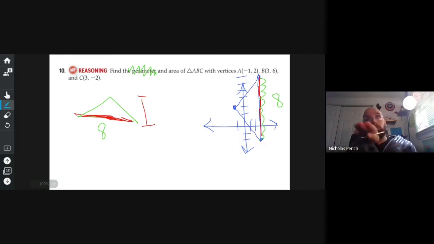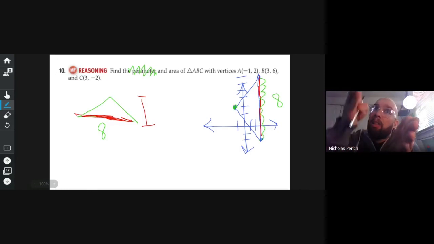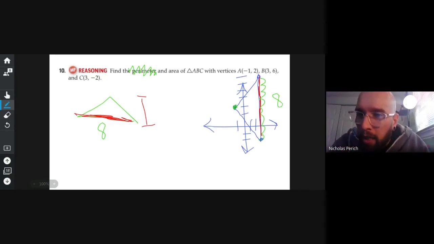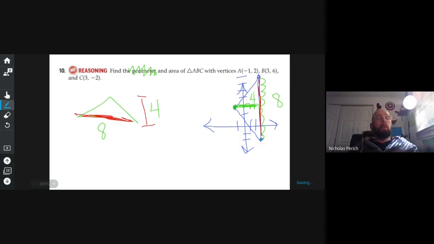My height is from the very bottom of the base, which is the whole base, to the tippy top. The tippy top is right here. The bottom is over there at 3. The tippy top is at -1, and the base exists at the line 3. So how do I get there? 1, 2, 3, 4. So that length right here is 4, which means my height is 4.